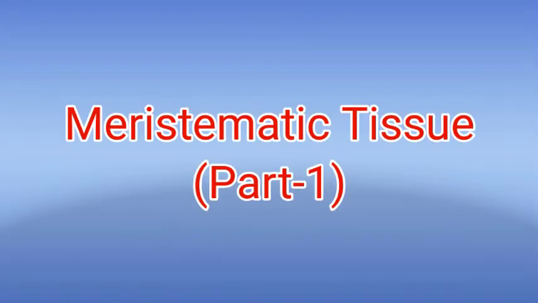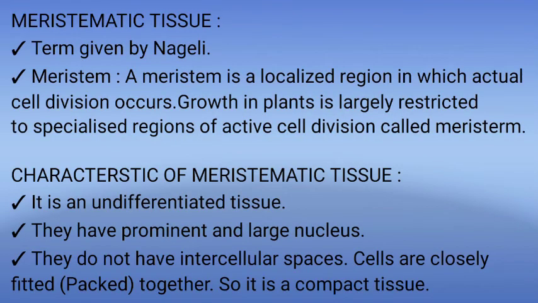Hi everyone. In this video we are going to discuss meristematic tissue. The term meristem was given by the scientist Nageli. Definition of meristem: a meristem is a localized region in which actual cell division occurs. Growth in plants is largely restricted to specialized regions of active cell division called meristem.